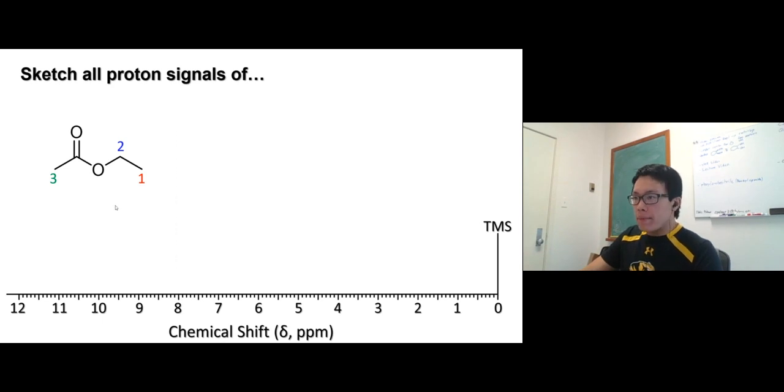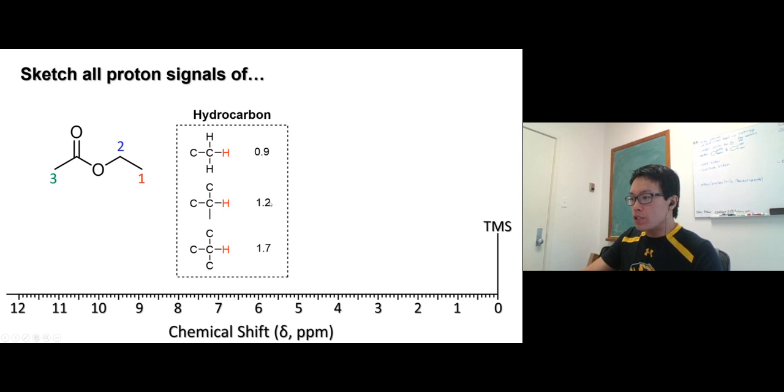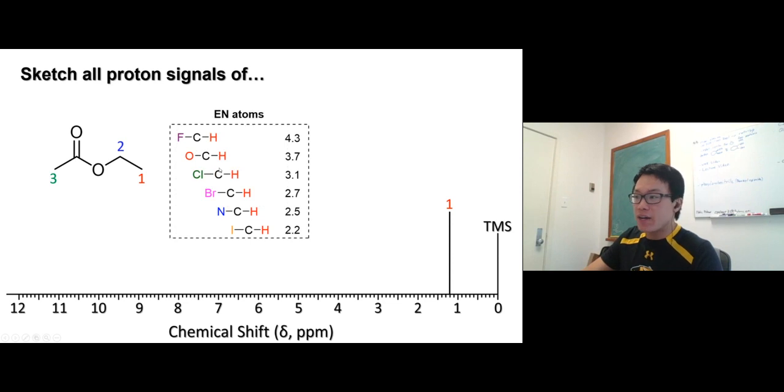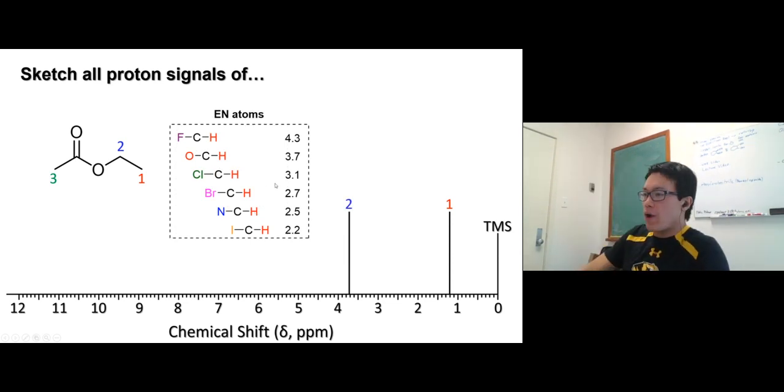If you remember, regular hydrocarbon is about 0.9, 1.2, 1.7. So number one right here looks like just regular hydrocarbon, it doesn't attach to any electronegative atom. This is CH3, supposed to be 0.9, but it's two carbons away from the oxygen, so I'm going to go a little bit higher, about 1, give or take. It's just approximate. Now, hydrogen number two is right next to the oxygen. If you remember 3.7, I'm going to put 3.7 right here. The real spectrum shows this peak at about 4, but close enough, 3.7 ppm.